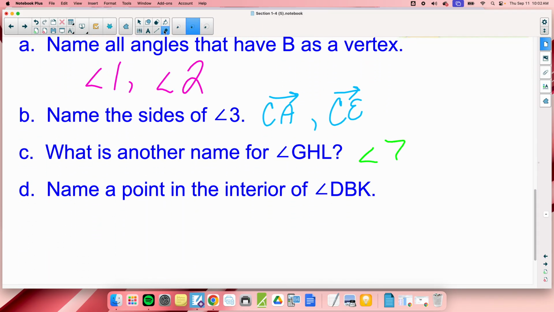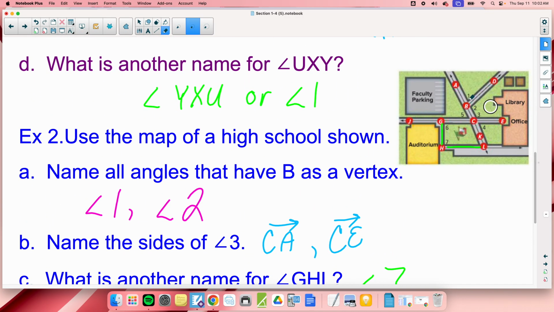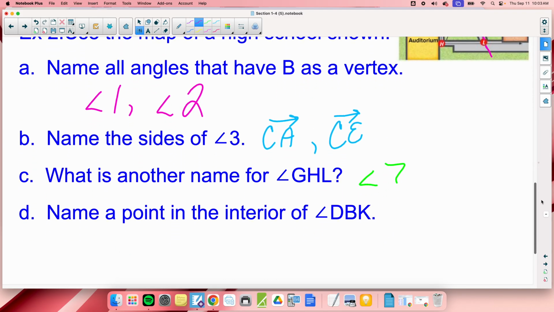And then it says name a point in the interior of angle DBK. DBK. So here's D, there's B, and just think of this as a straight line. So it's this whole angle, okay? What's a point in the middle? Yeah, E is in the inside or interior of that, is point E. You wouldn't name any of these points because they're actually on the angle, okay? So point E.